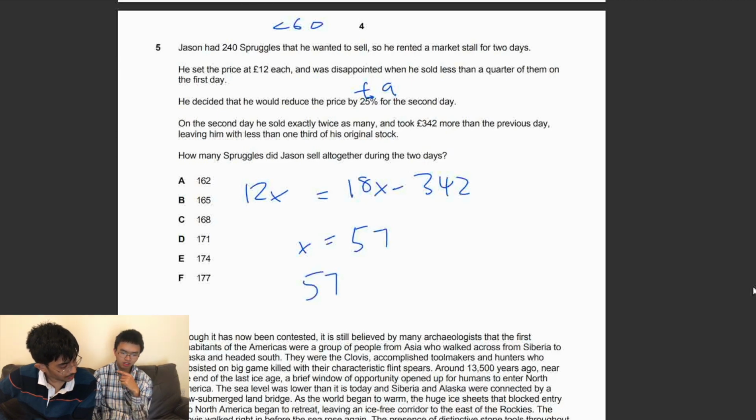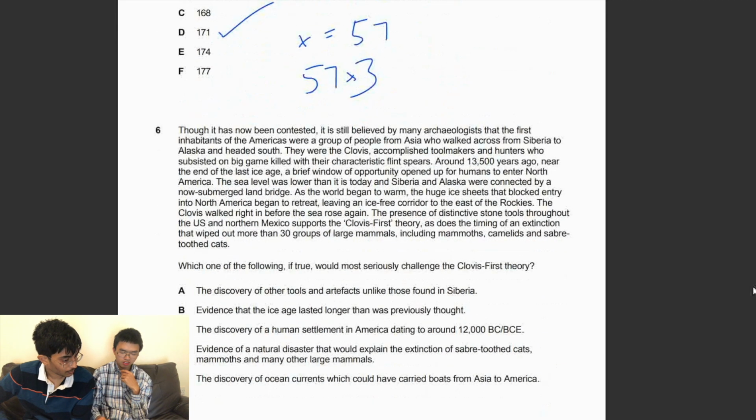So you do that times 3. You sold 100. So 171. 171. D.